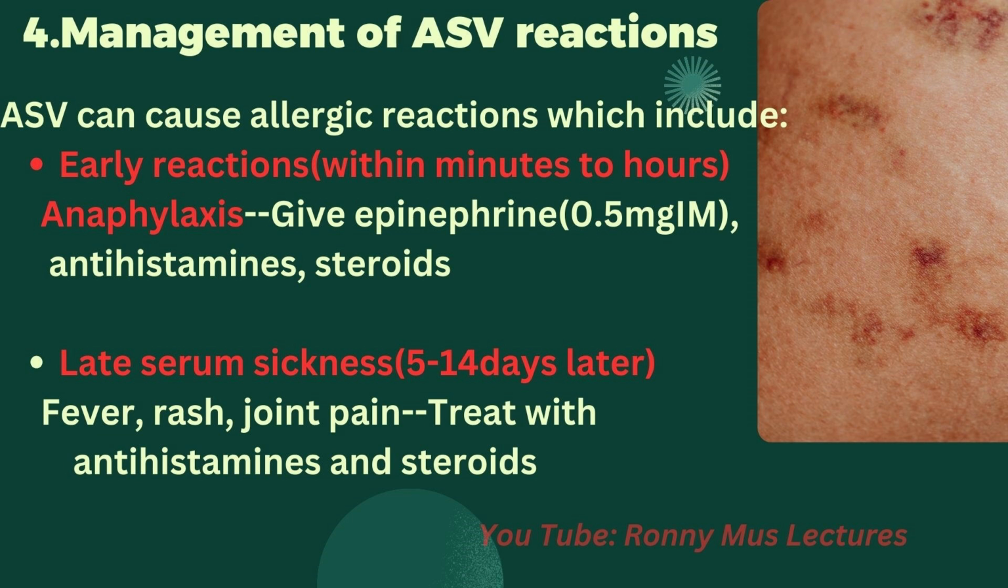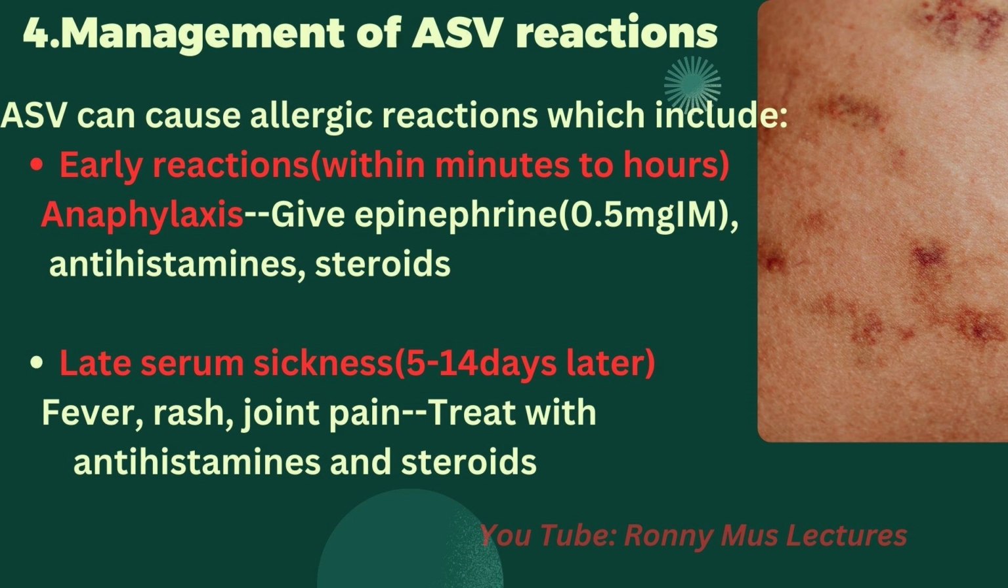Management of ASV reactions. Anti-snake venom can cause allergic reactions, which include the early reactions that occur within minutes to hours, and that is anaphylaxis. And if this occurs, you give adrenaline or epinephrine, that is 0.5 milligrams IM for adults. And then for children, you give 0.01 milligrams per kg body weight. You can also administer antihistamines and also steroids.